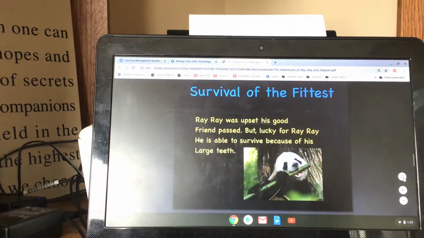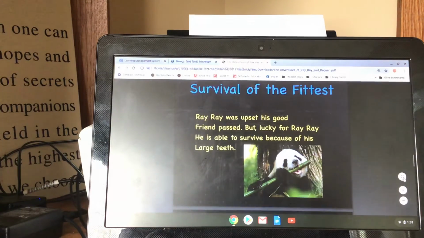Ray Ray was upset his good friend passed away, but lucky for Ray Ray, he is able to survive because of his large teeth. So Ray Ray still has a food source and can continue on living and surviving.